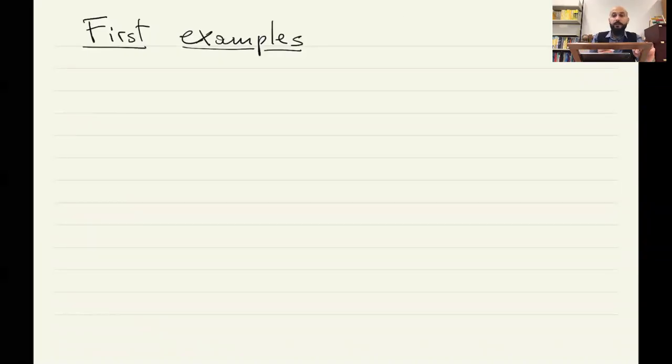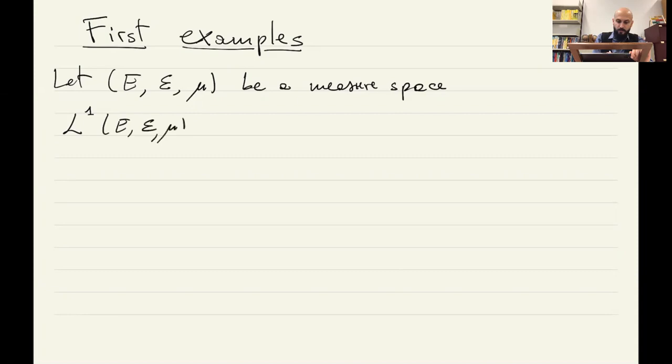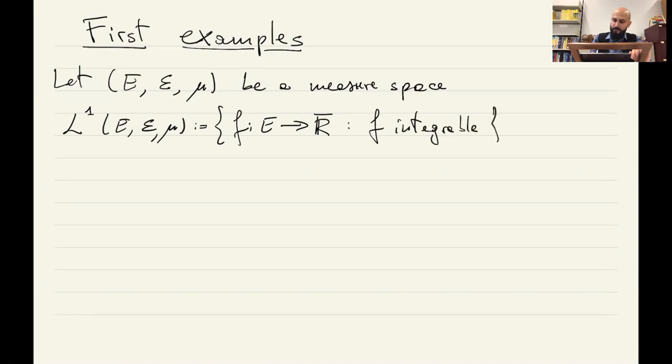I will now give some basic examples of Banach spaces and Hilbert spaces. So let E be a space, curly E a sigma algebra, mu a measure. So this triple is a measure space. And we denote by L1 of E, mu the set of all functions on E with possibly infinite value that are integrable, of course, with respect to mu. And I recall that this means that the integral of the absolute value is finite.